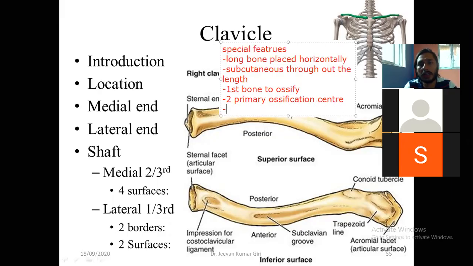Generally a long bone has one primary ossification center, but it has two. Then the first bone to ossify means the first bone to begin ossification. Ossification is the process of formation of the bone. Okay. So generally you may not see the medullary cavity in the clavicle.